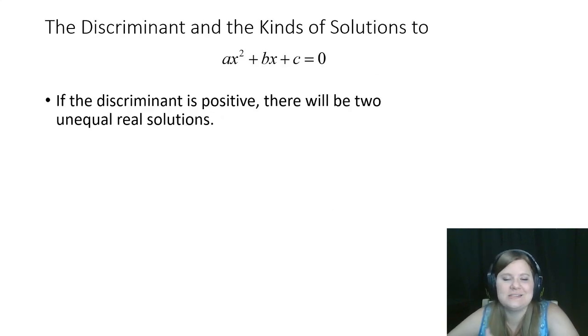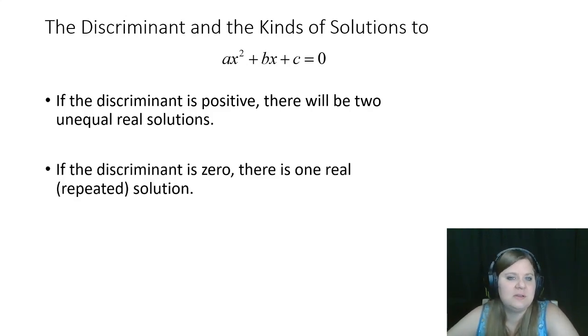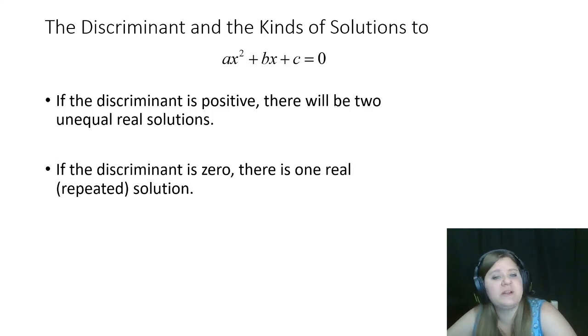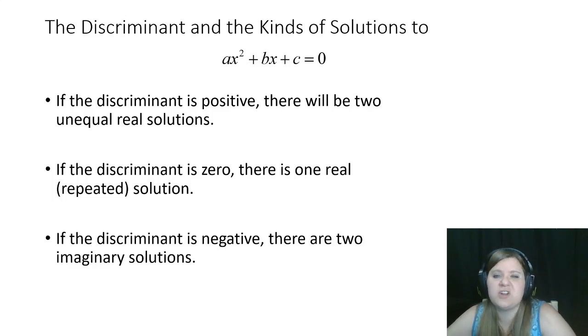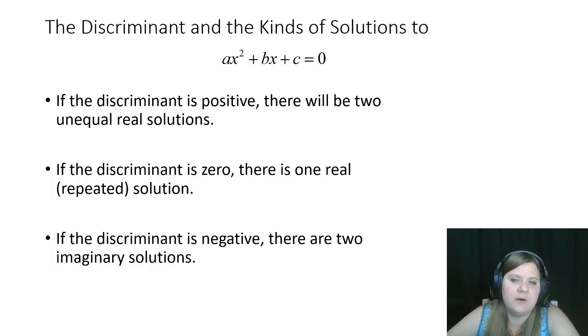So let's look at a list. If the discriminant is positive, there will be two unequal or distinct different real solutions. But if it's 0, there is one real solution, and it technically is repeated. That means it happens twice, but we only write it once, okay, because there's only one number involved. And if the discriminant is negative, there are two imaginary solutions. Okay, that means that there's going to be the i involved.